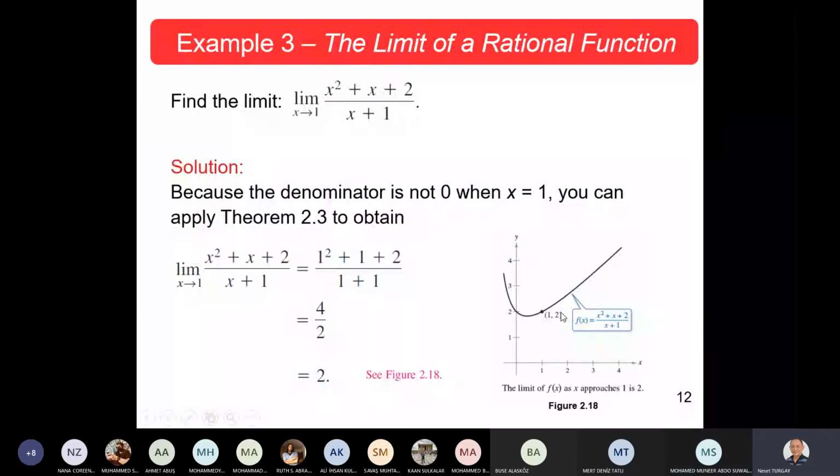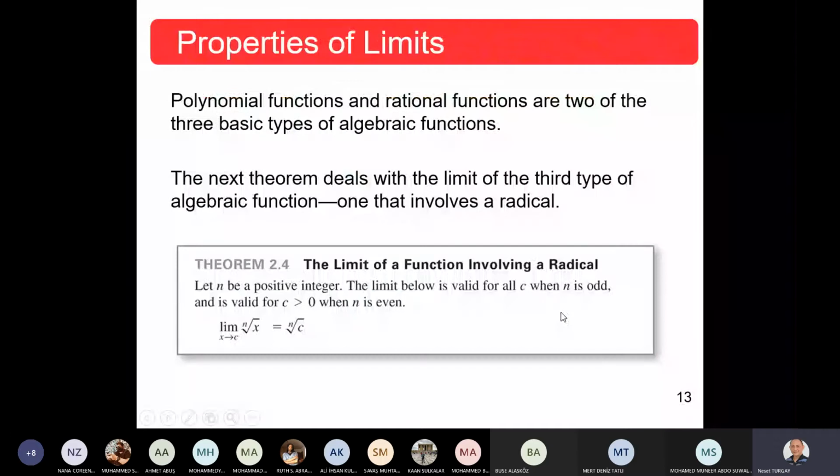Let us continue. Now, limit of a function involving a radical. Radical means that root functions are coming up. Let n be a positive integer. The limit below is valid for all c when n is odd and is valid for c bigger than 0 when n is even. Here again you replace x with c.